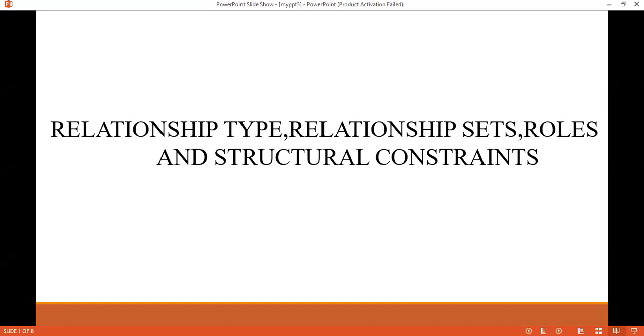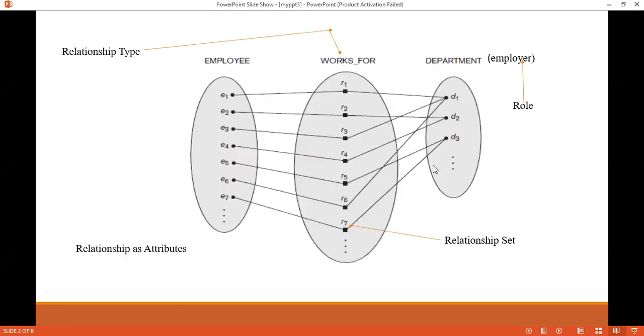So today we shall discuss few ER concepts. Now what are the components that are required for writing an ER diagram? These are the main things that are required for writing any ER diagram in database management system. These concepts are relationship type, relationship sets, roles and structural constraints.